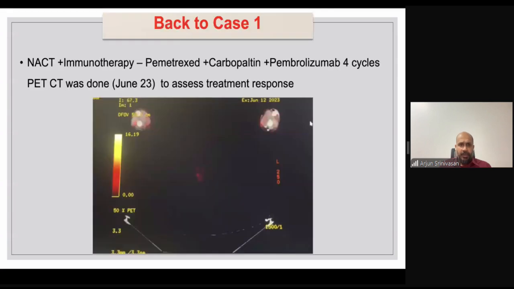Now, this patient undergoes immunotherapy with chemotherapy because she had a PDL1 of more than 70%. And this goes on for 4 cycles, and the oncologist goes ahead and does a PET-CT.